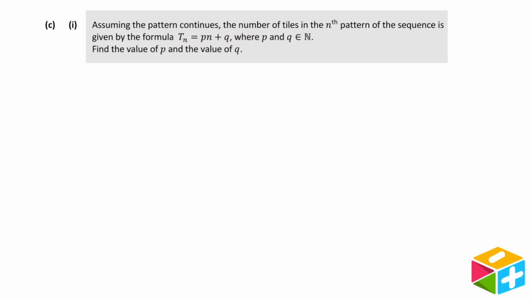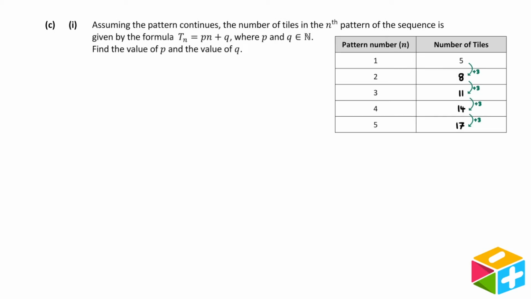Assuming the pattern continues, the number of tiles in the nth pattern of the sequence is given by the formula Tn is equal to Pn plus Q, where P and Q are elements of the natural numbers. Find the value of P and the value of Q.